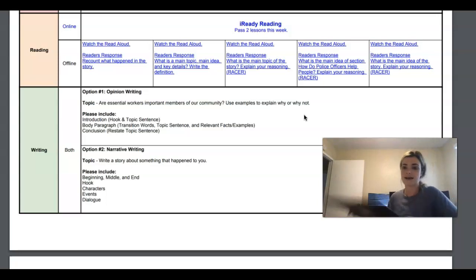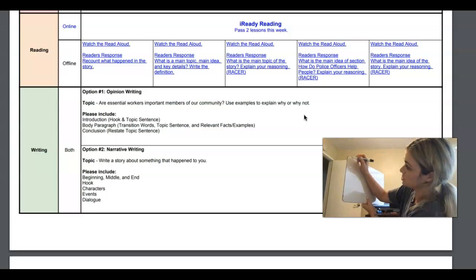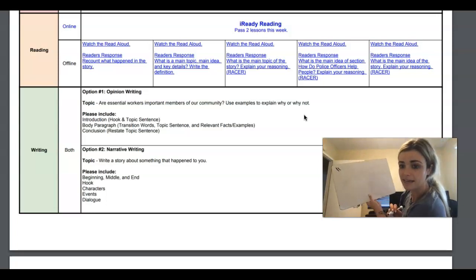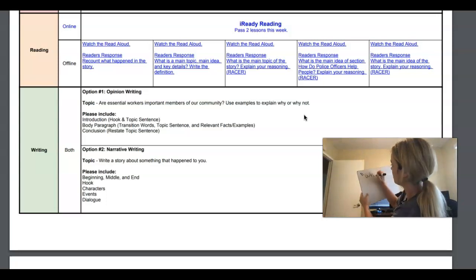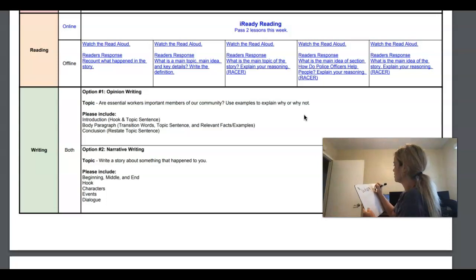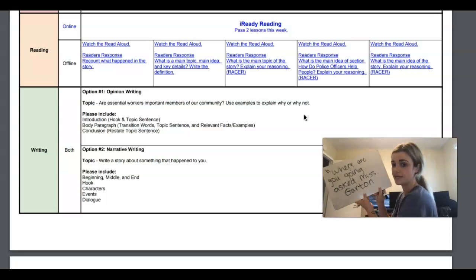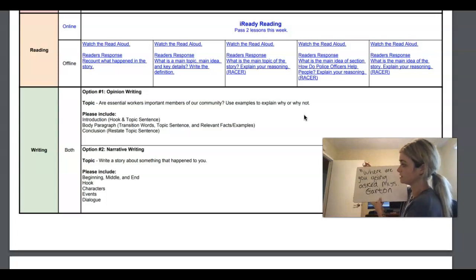So when you're using dialogue, as I have right here, I should see your quotation marks at the beginning of the sentence. So if I were to ask a question, "Where are you going?" asked Miss Garton. Okay, a couple things need to be included in here. The first one that I have on here is I start with my quotation marks. "Where are you going?"